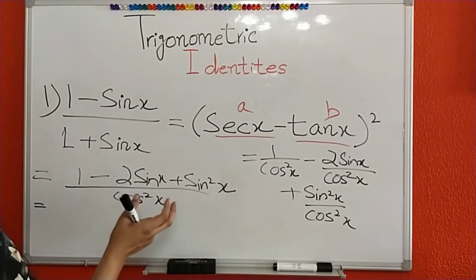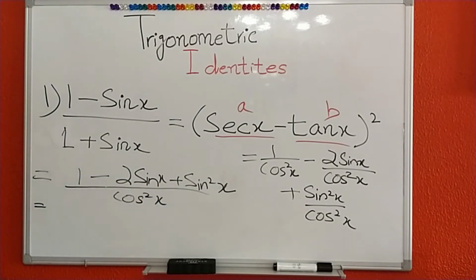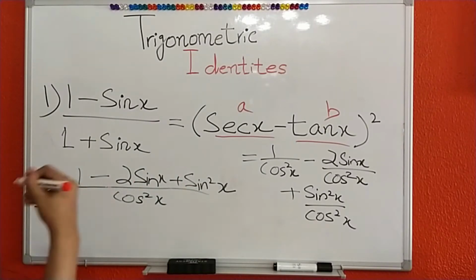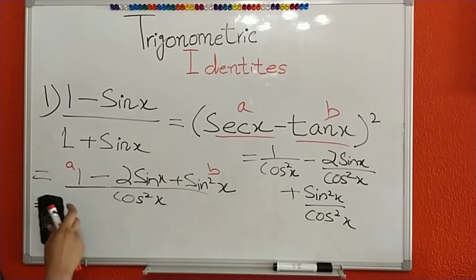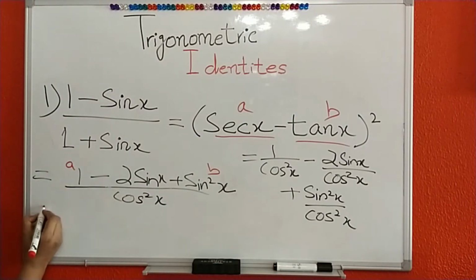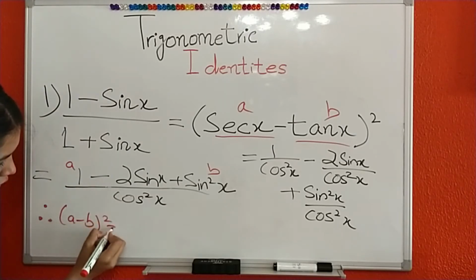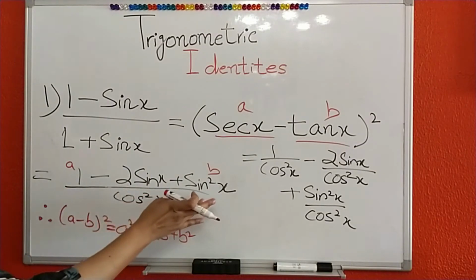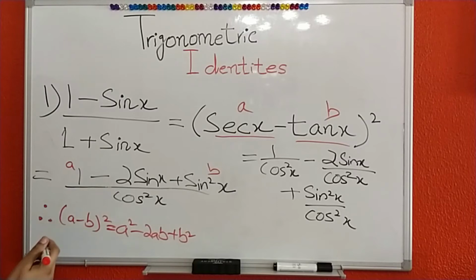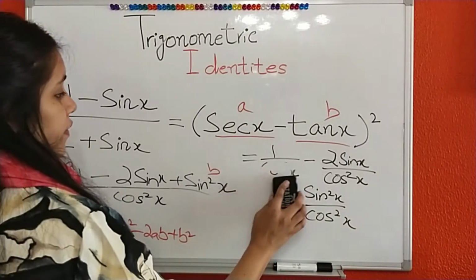Now I am converting this into another formula. Which formula do I need to use here? I cannot use any trigonometric identity here. I just need to use the algebraic formula which I used in previous steps. So it is 1 minus 2 sine x plus sine square x. Assume this is A and this is B. First of all, I need to write the formula: (A minus B) whole square is equal to A square minus 2AB plus B square. I need to convert this whole step into this, so I need to erase this part as well.